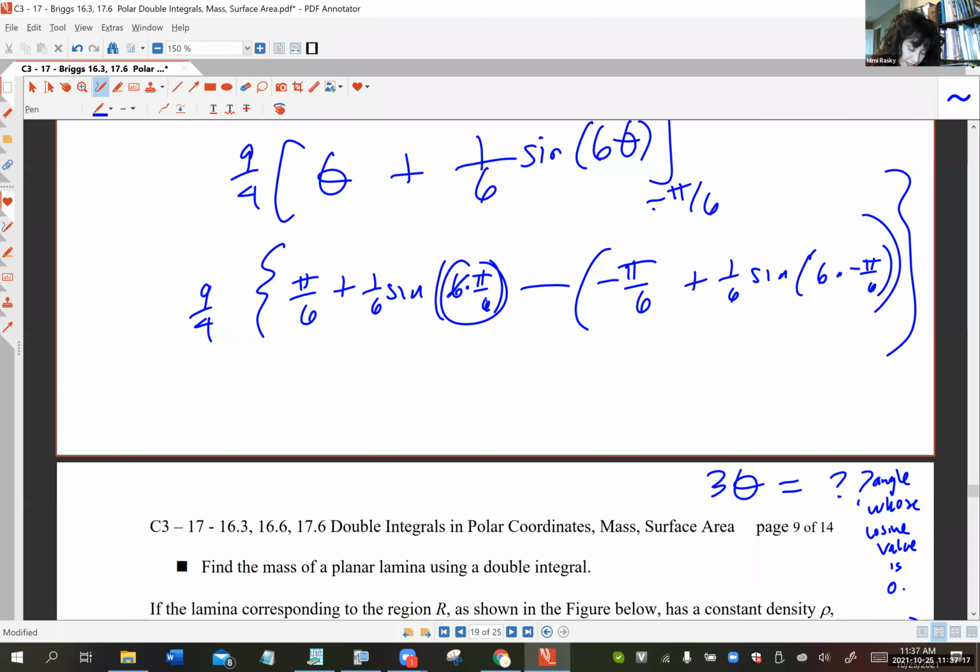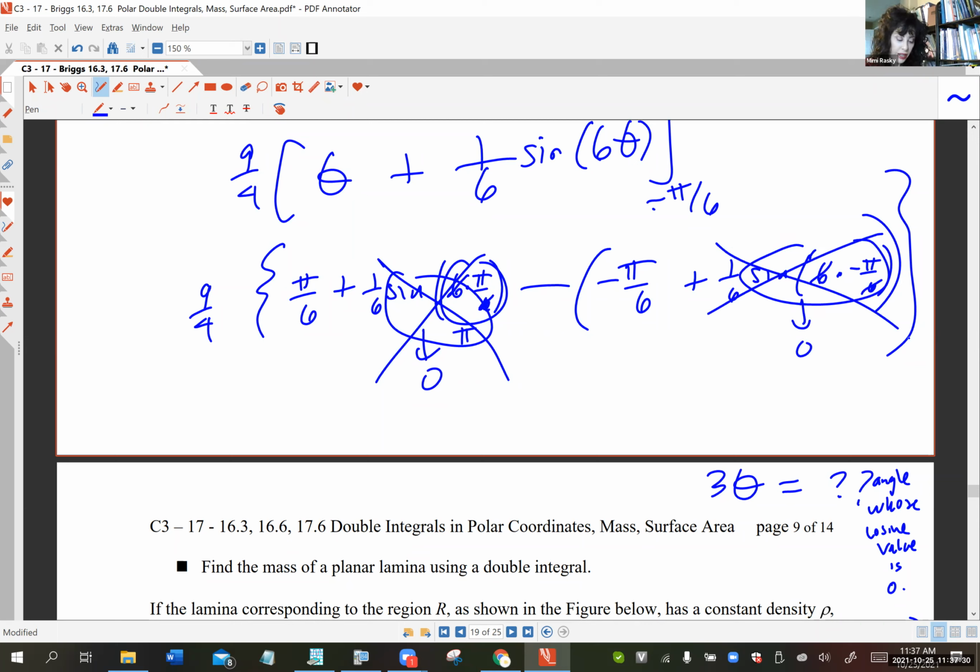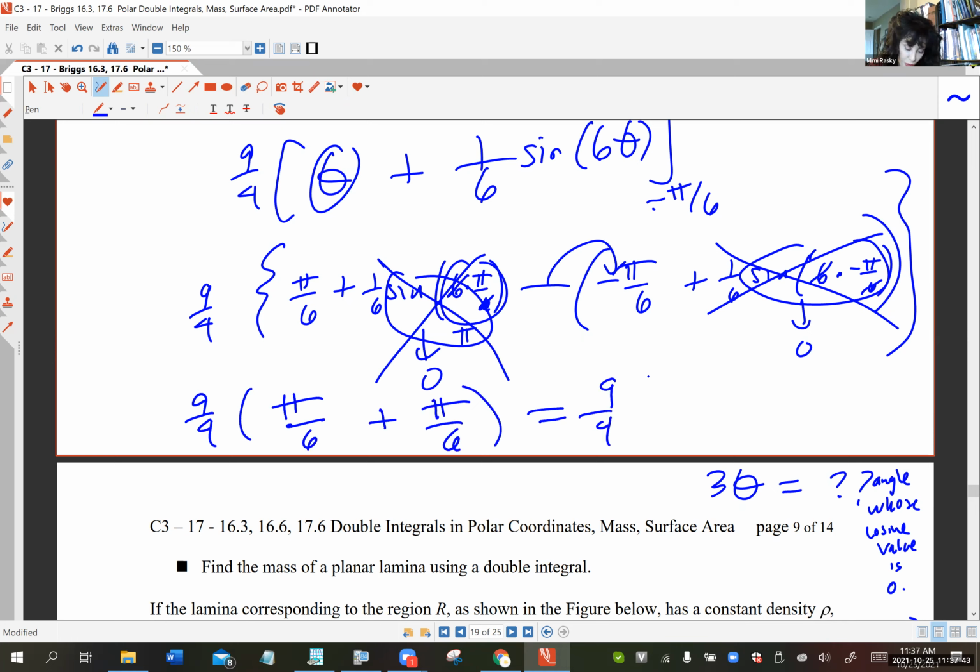Now, 6 times pi/6 reduces to pi, and sine of pi is 0. So this term goes away. Over here, the 6's also cancel, and sine of negative pi is 0. So this term goes away. So the only term that is contributing is the theta, and don't forget to do a minus minus, which is a plus. You have 9/4 times pi/6 plus another pi/6. So that's 9/4 times 2 pi/6. And then after reducing everything, I get 3 pi/4.